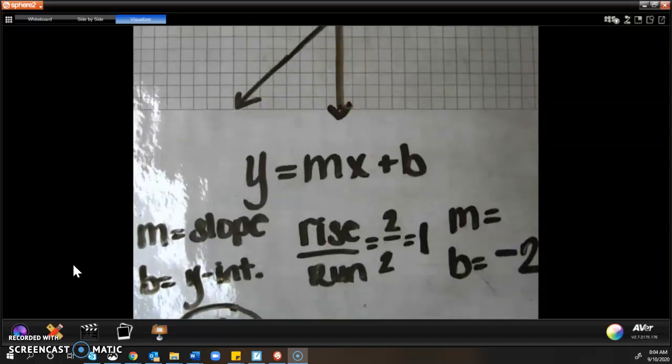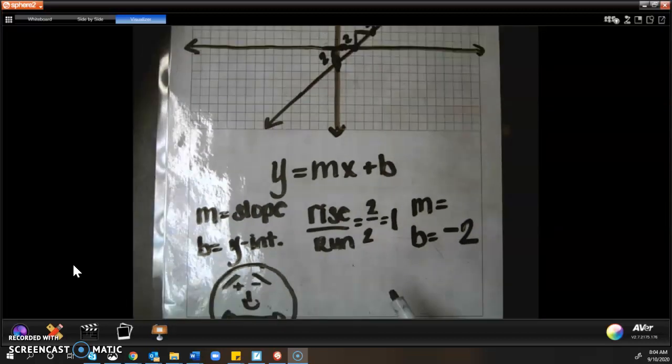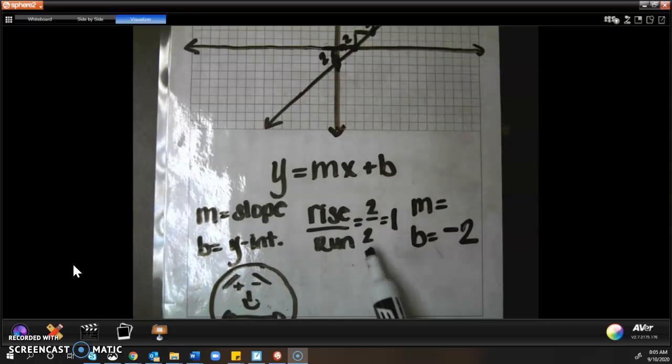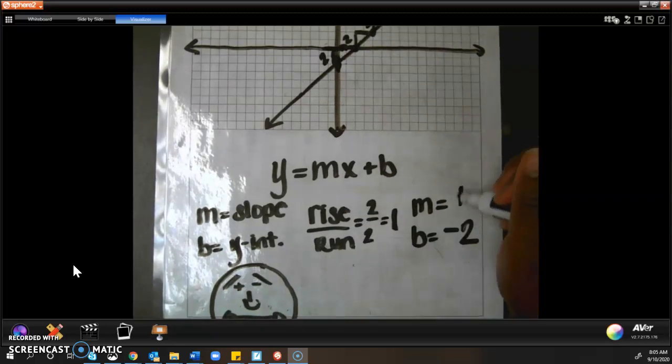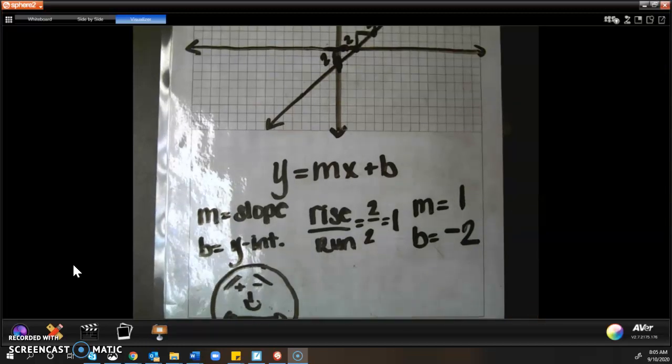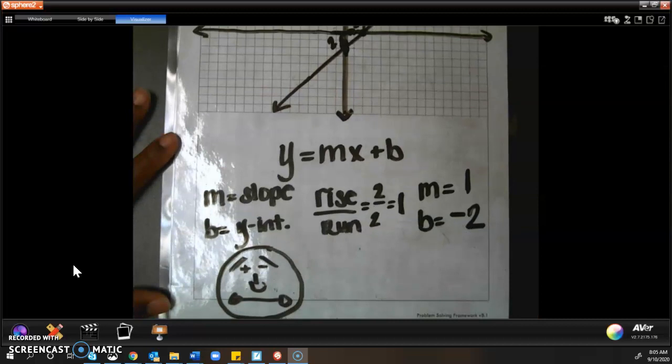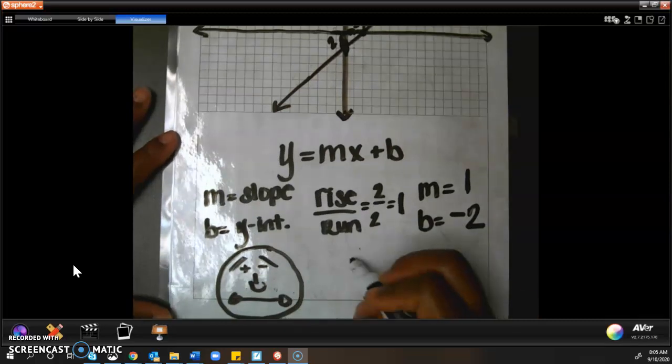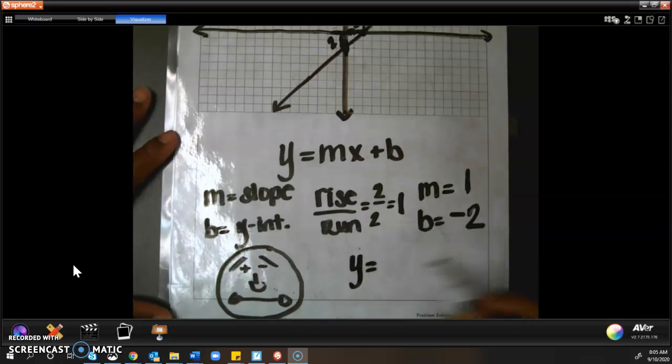So my rise is 2, and my run is 2. So 2 over 2 simplifies to 1. So my slope is 1, okay? Now it's time to write the equation from that. So I know y equals, and what I'm going to do, I'm going to substitute these values where I see them. So m is equal to 1.